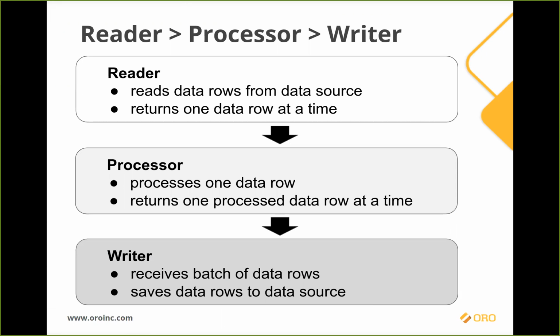So the reader reads the data source and returns only 1 row at a time and passes it to the processor. Then the processor, there are a lot of different processors, but the processor defined for this specific entity type processes this 1 data row and returns it 1 row at a time to the writer. Writer receives a batch, and after the batch, it saves the data to the data source. Okay, so this is the abstract concept, and this is the same for both the import and the export of the entities.